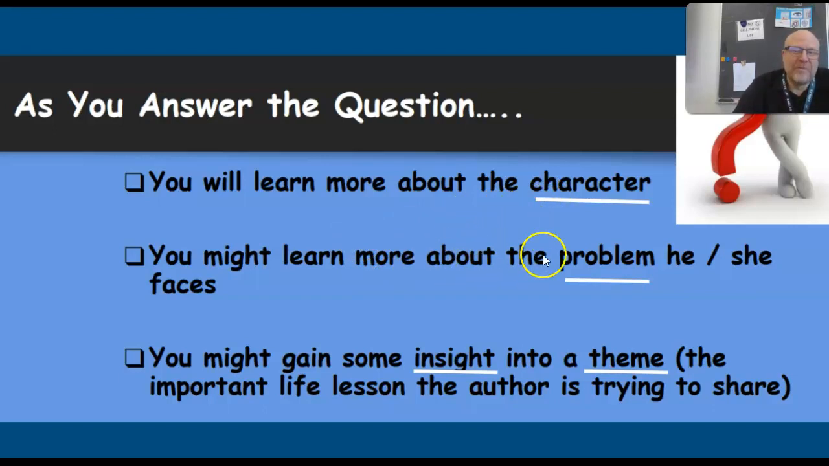All right, when you answer the question, you're going to learn more about the character. You might learn more about the problem they face. You might also gain some insight into the theme, the life lesson the author is trying to share, because when we have that contrast contradiction, there might be a lesson being learned here.